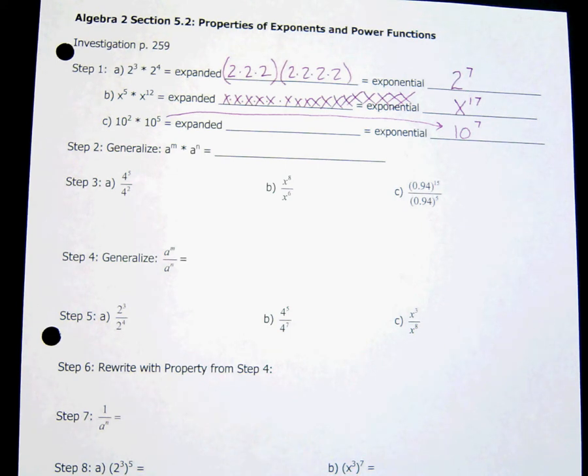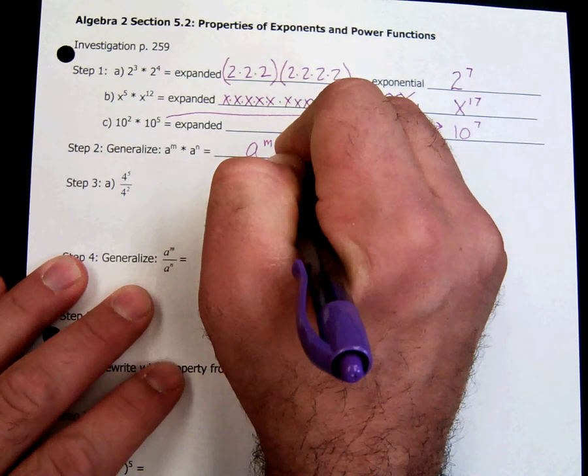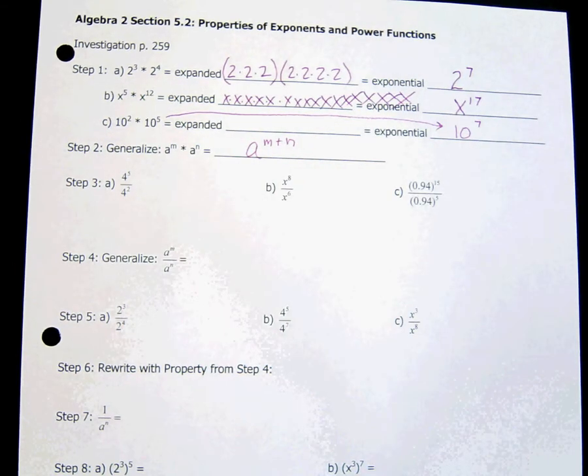Student in the green shirt. A to the m plus n. Yeah, a to the m plus n. I'm not revealing your names to protect the innocent.